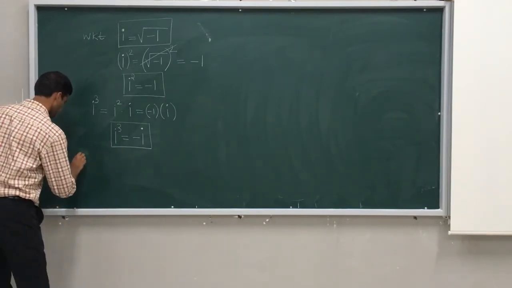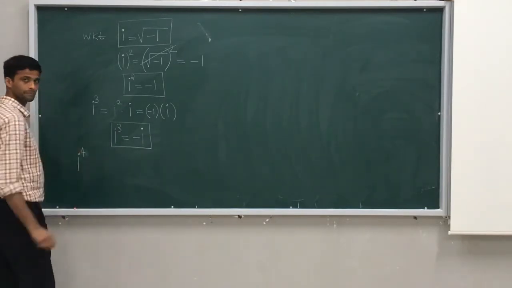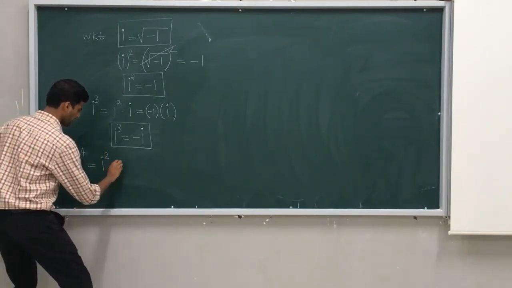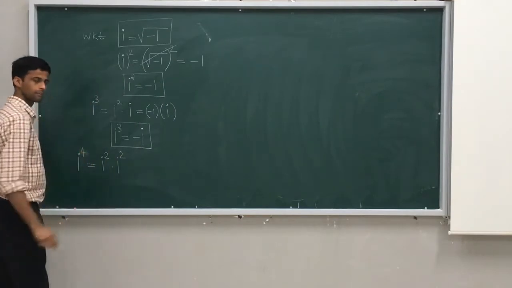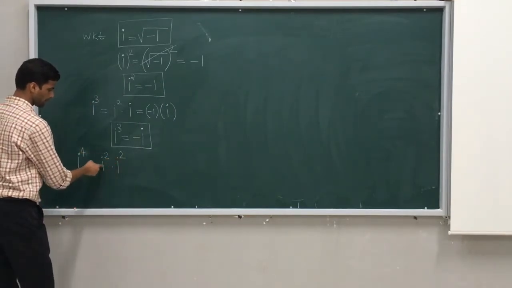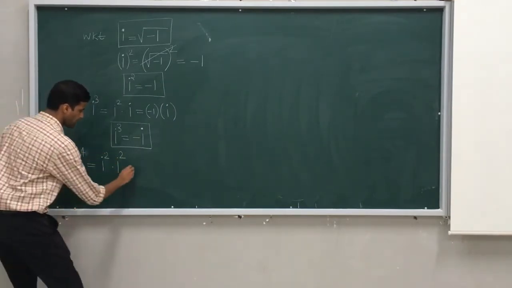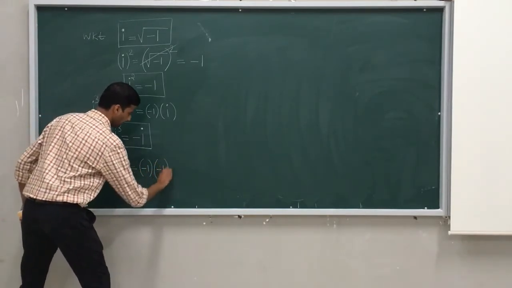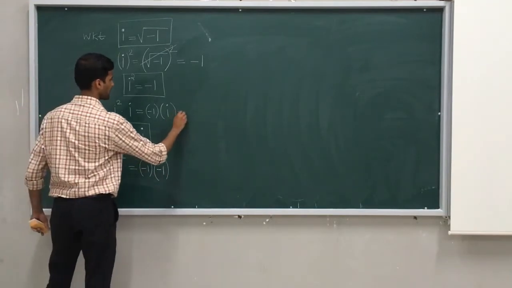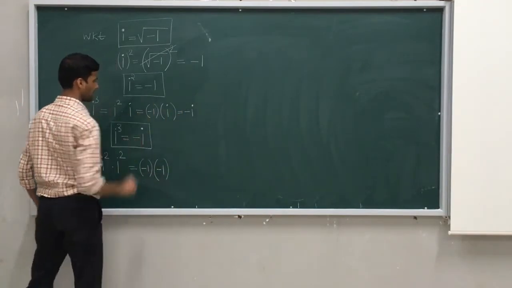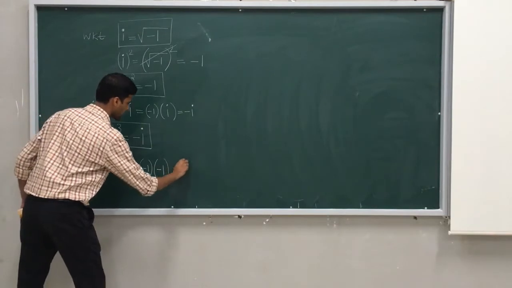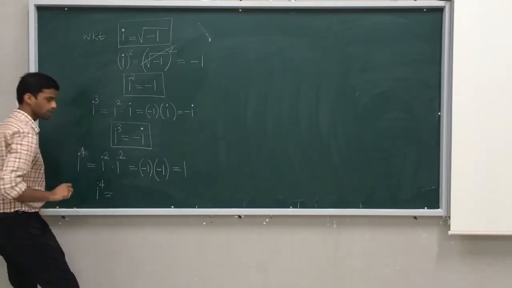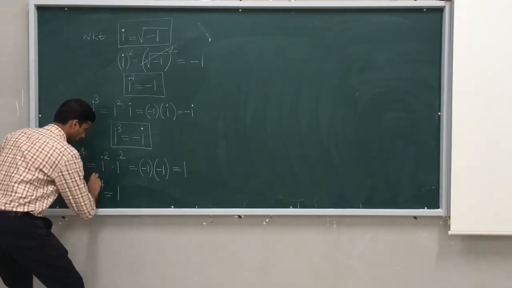Next, I'll go for i raised to 4. What is i raised to 4? I'll write it as i square into i square, because a power m into a power n is a power m plus n, and 2 plus 2 is 4. i square is minus 1, and one more i square is minus 1. So minus 1 into minus 1, minus minus becomes plus, is 1. So one more note is i raised to 4 is equal to 1.